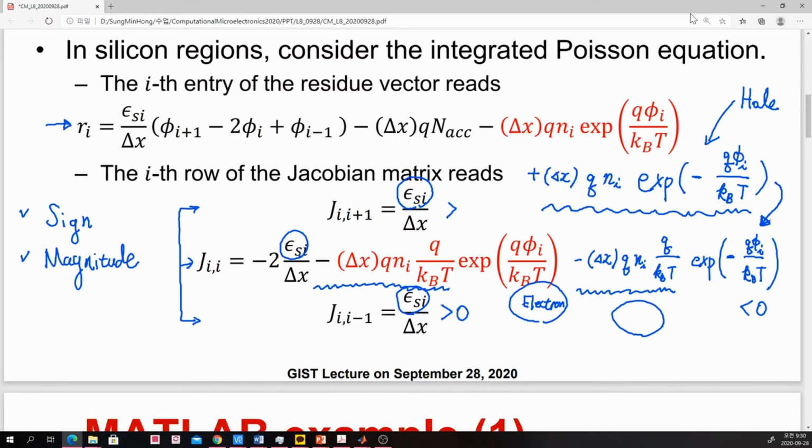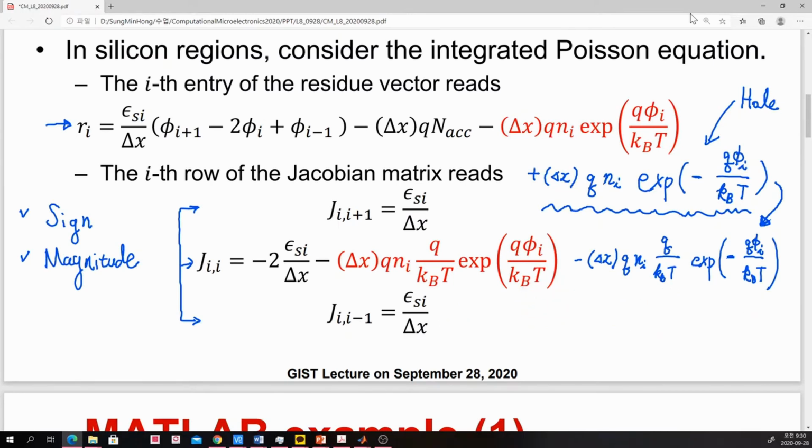In this nonlinear Poisson equation, we can find a very significant feature of the terms in the Jacobian matrix. The first one is sign. The diagonal component j sub I comma I and all the other components, called non-diagonal components, have different signs. I mean that if this is negative, then all other non-diagonal terms have positive sign. That is the first one.